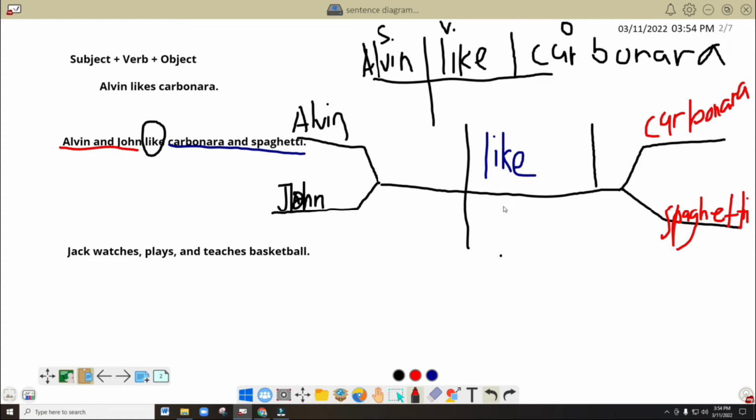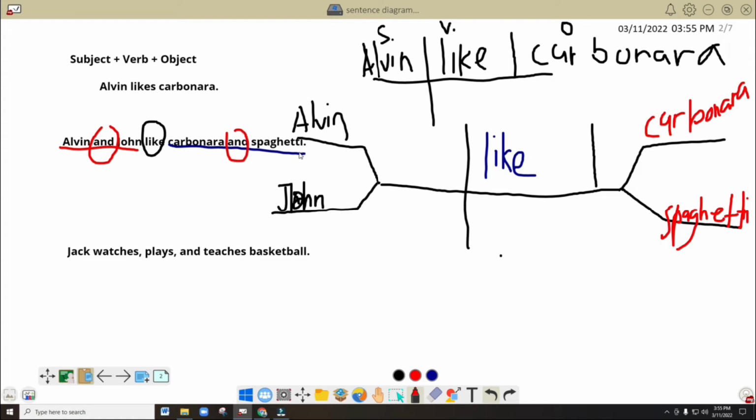Now, I bet you noticed that our diagram seemed incomplete. If you think that way, then you are correct. Something is missing in here. Where is the word and for Alvin and John? Where is the word and for carbonara and spaghetti? Should we put it here or here?